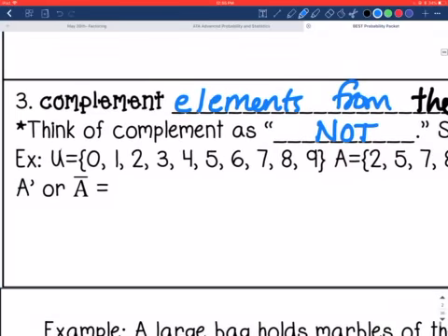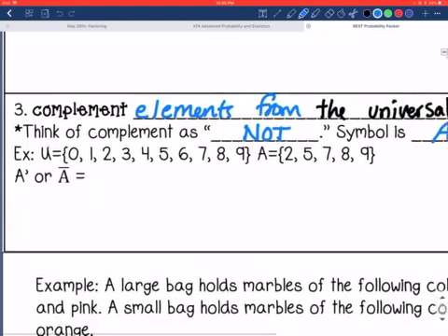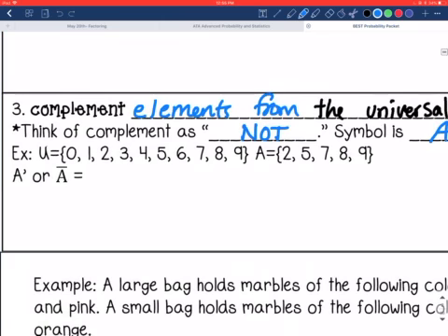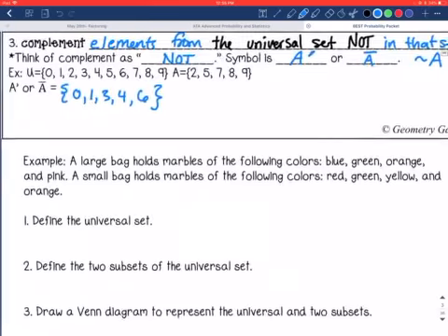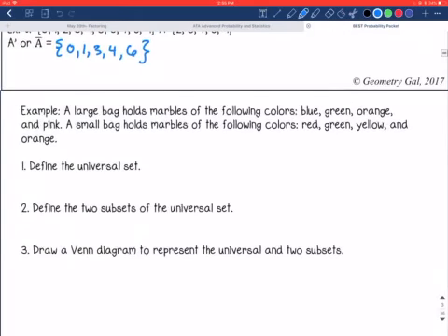So if our example is all the universal set right here, you see it says U. The universal set is all single digits. And then A is 2, 5, 7, 8, 9. Well, the complement of that will be everything that's in the universal set that is not in A. So that'll be 0, 1, 3, 4, and 6. Those are the 5 numbers that are not in A.